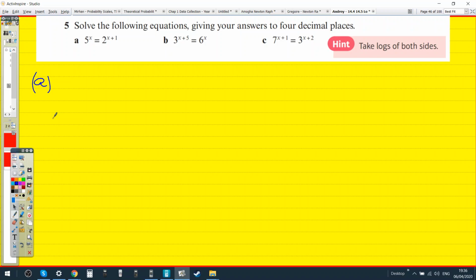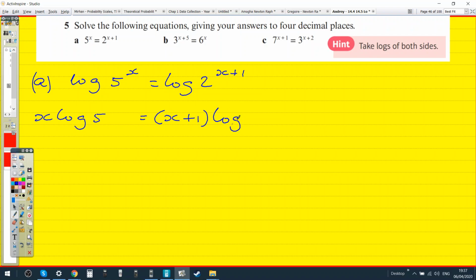How do we do this one? Can I add log to each side? Take logs of both sides, yeah. And then move the x's onto the front. And then expand the brackets for log 2 to the x plus 1, x log 2 plus log 2. And then I would do x log 5 minus x log 2 equals log 2.